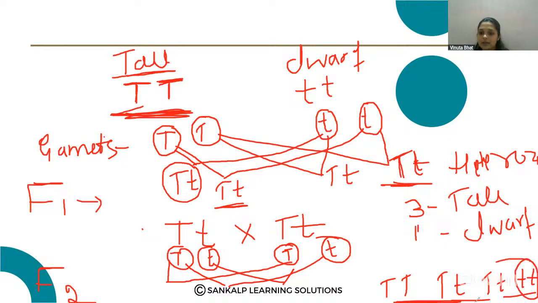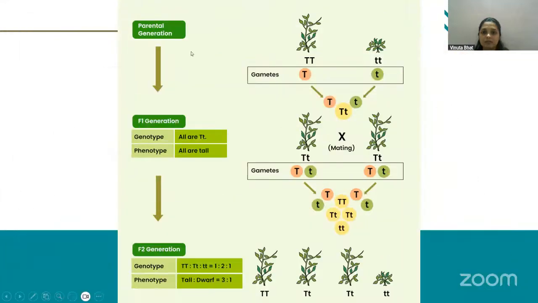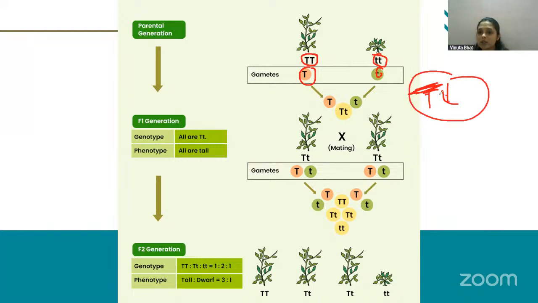So this is the inheritance of one gene according to Mendel. See, this is the tall plant with genotype capital T, and this is the small t dwarf plant. The gametes produced are capital T and small t. The F1 plants, capital T, small t, are called the heterozygous condition, but capital T is expressed and small t is not expressed. So capital T is dominant over small t.